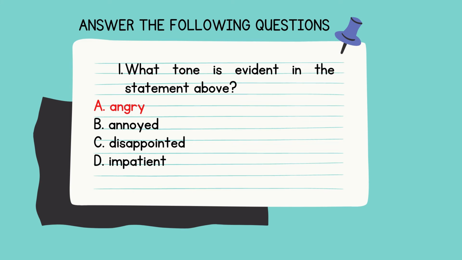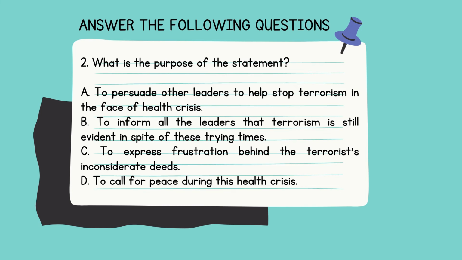The correct answer is letter A. Angry. Number 2. What is the purpose of the statement? A. To persuade other leaders to help stop terrorism in the face of health crisis. B. To inform all the leaders that terrorism is still evident in spite of these trying times. C. To express frustration behind the terrorist inconsiderate deeds. Or letter D. To call for peace during this health crisis.